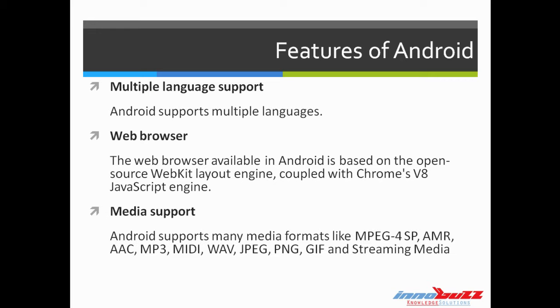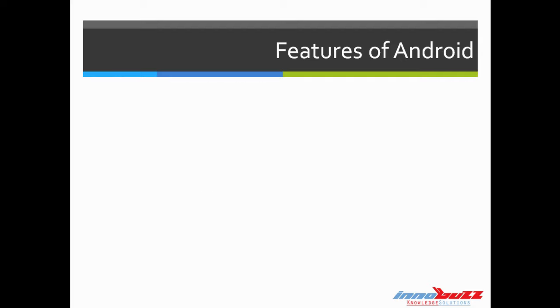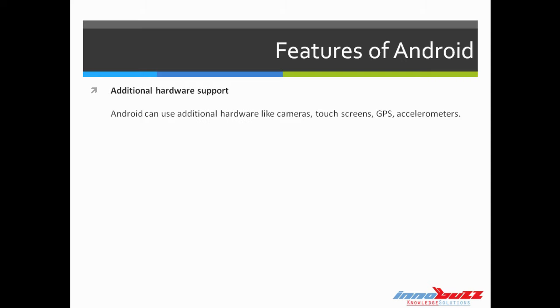Media support. Android supports many audio-video formats like MPEG-4, AMR, AAC, MP3, MIDI, and WAV. It also supports picture formats like JPEG, PNG, and GIF. It also supports streaming media. Additional hardware support. Android can use additional hardware like cameras, touchscreens, GPS, and accelerometers.